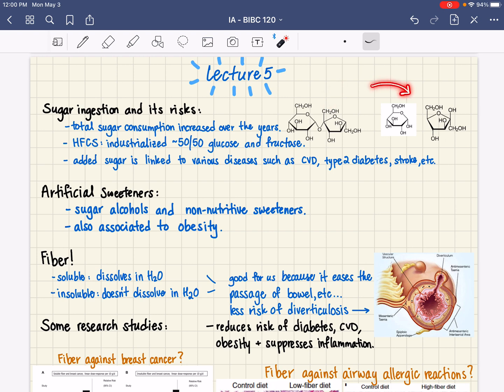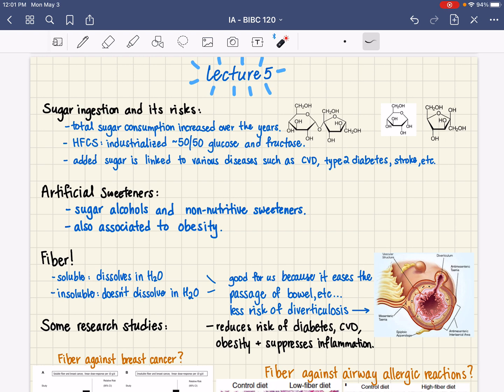high fructose corn syrup, which is pictured right here, you will notice the difference: HFCS is not a disaccharide and it's just a mixture of two monosaccharides. Related to that, let's talk about HFCS, high fructose corn syrup. High fructose corn syrup was industrialized to be a 50-50 mixture of glucose and fructose. This is done by two enzymes, xylose isomerase and glucose isomerase.